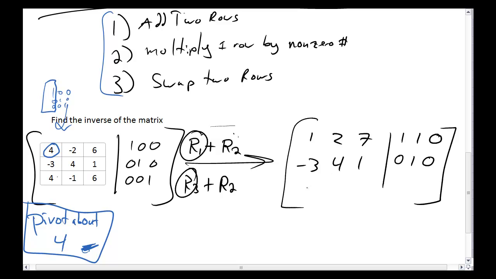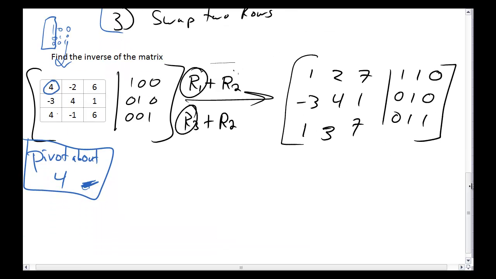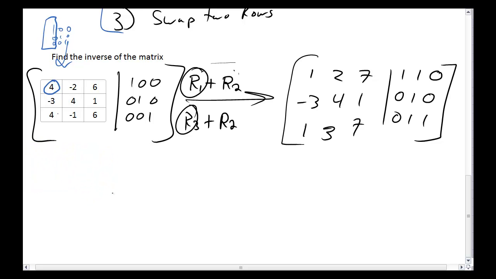So negative 3 plus 4 gives me 1. 4 plus negative 1 gives me positive 3. 1 plus 6 gives me 7. 0 plus 0 gives me 0. 1 plus 0 gives me 1. 0 plus 1 gives me 1. I'm not done. I want to keep on changing some things. I'm going to erase this business about pivoting and give myself some space.